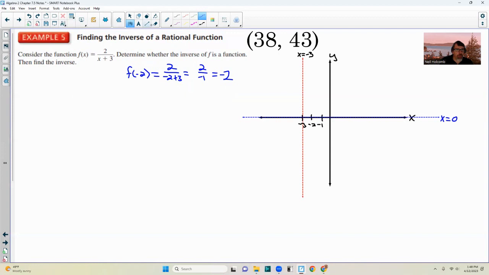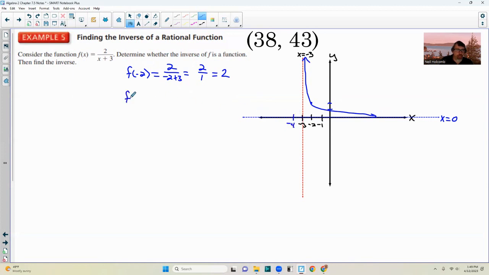-2 plus 3 is 1, not -1. So when I go left 2, I want to go up 2. So my point is here. Now I know this function is coming down from infinity, going through this point, turning like so. So there's one side. Now I just need to see what's going on over on the other side.